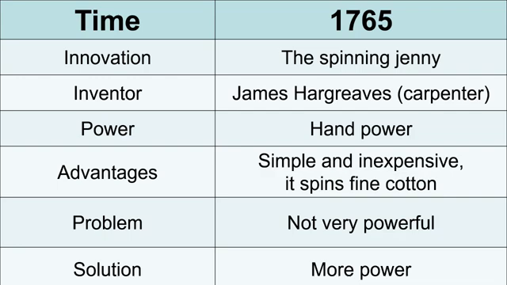Its inventor was James Hargreaves, and he was not a trained engineer. He was actually a carpenter by trade, and its power source was hand power. You had to hand crank it. And the advantages of the spinning jenny was it was simple, inexpensive, and it could spin fine cotton, not coarse cotton, but fine cotton. Problem was that as a hand-cranked machine, it was not very powerful. The solution to this was that you were going to find some way to provide more power.